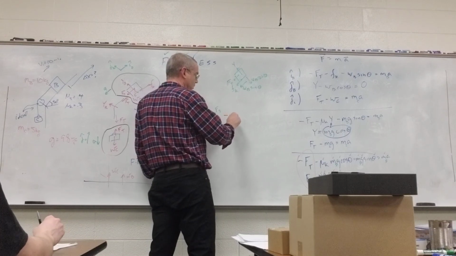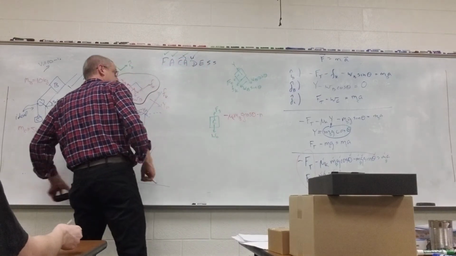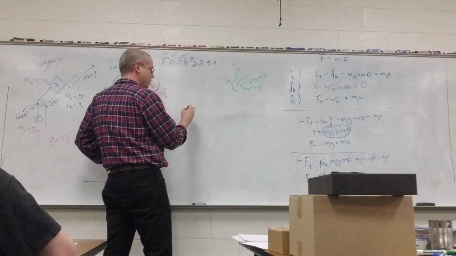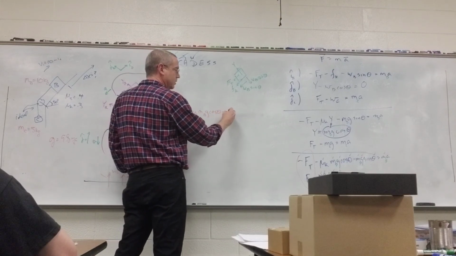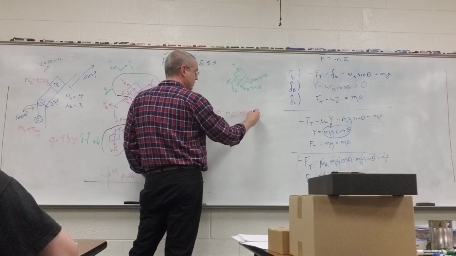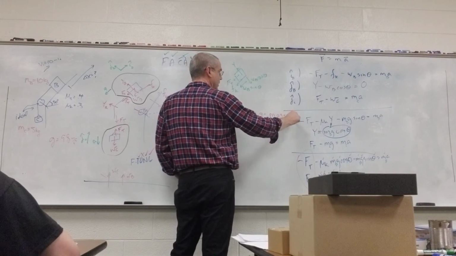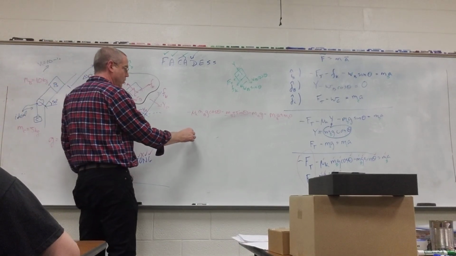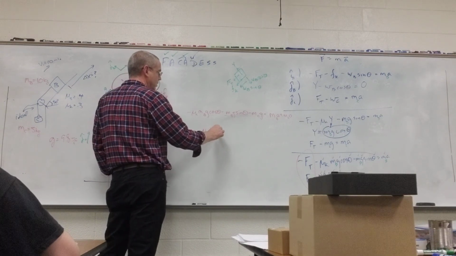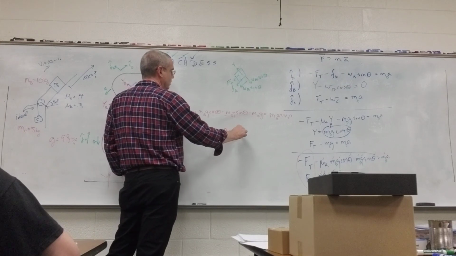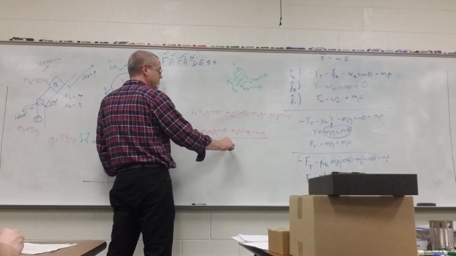So I'm left with negative mu k mass of book g cosine theta minus, I did not give myself enough room here. So negative mu k m b g cosine theta minus m b g sine theta minus m c g equals m b a plus m c a. And so we now have an equation for acceleration. Negative mu k m b g cosine theta minus m b g sine theta minus m c g divided by m b plus m c.